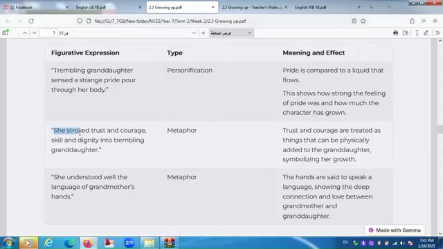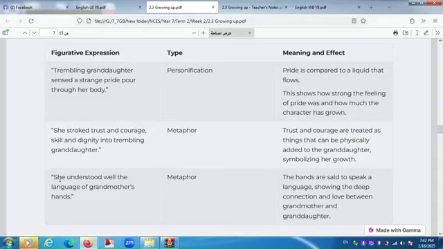Another figurative language: she struck the trust and courage, skill and dignity into her trembling granddaughter. It is like she is putting something tangible, something real, pouring or putting something inside her. That's a metaphor, a metaphorical language or image. Trust and courage are treated as things that can be physically added to the granddaughter, symbolizing her growth. And remember, a metaphor compares two things or two ideas without using as or like. There is no as or like, while a simile compares two things or ideas using as or like.